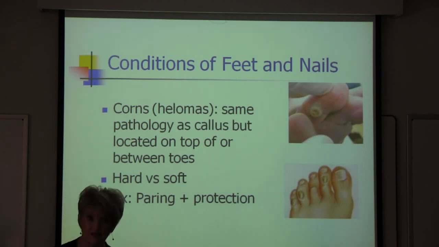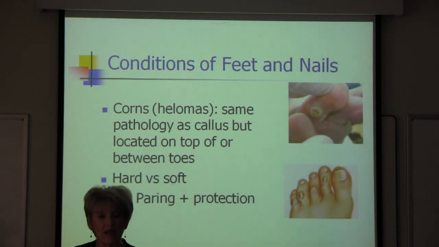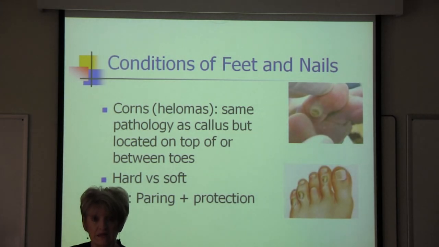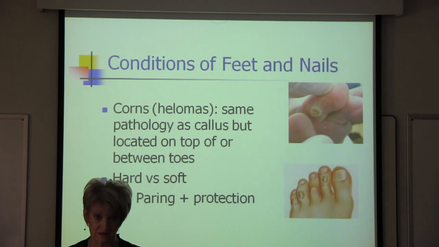Now, what is the difference between a callus and a corn? And the answer is location. The pathology is exactly the same. It's repetitive friction so that the skin builds up extra layers as its self-protection.